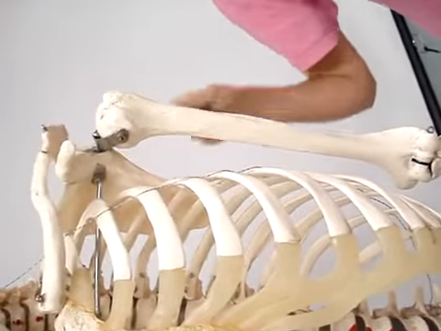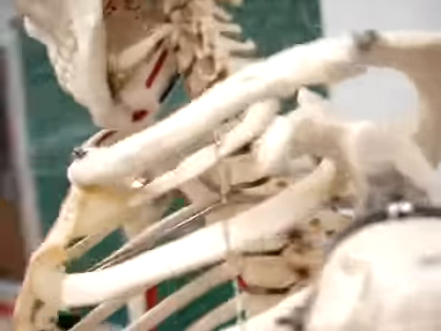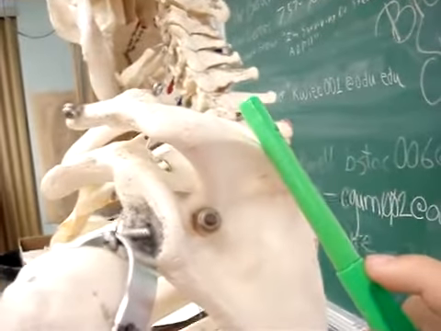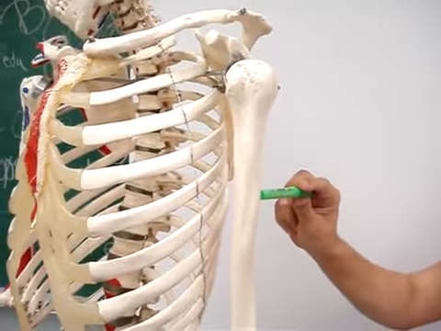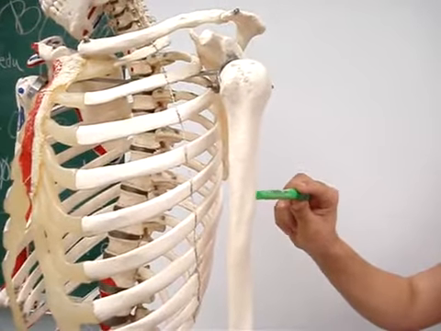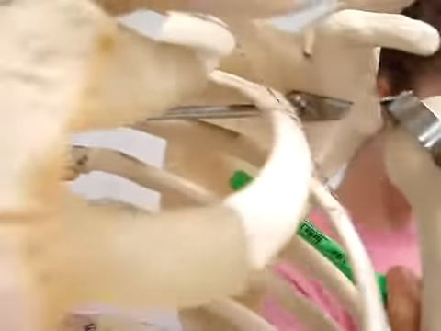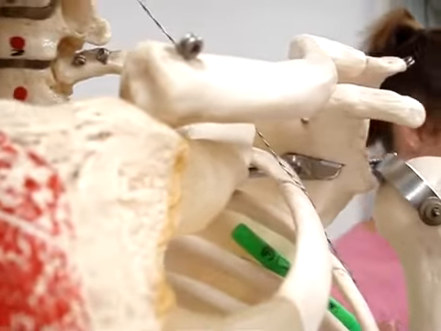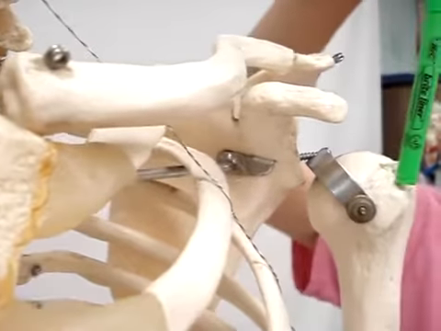The deltoid has 3 origins, one on the clavicle, one on the acromion process, and one on the spine of the scapula. And then all 3 of those origins have one insertion point on the deltoid tuberosity of the humerus. The subscapularis muscle has its origin in the subscapular fossa of the scapula, and it inserts to the lesser tubercle of the humerus.